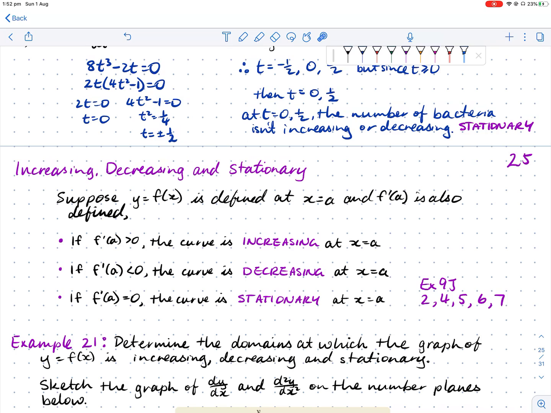So have a go at a couple of these questions. Next lesson, we're going to take this idea of increasing, decreasing, and stationary and further develop it into graphs. But just start with these questions for now, and then we'll do the next part next lesson.